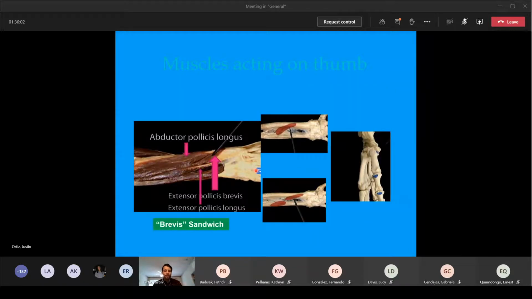So here's your anatomical snuff box, right? Like we said, this is our brevis sandwich. If we go from lateral to medial, this is your abductor pollicis longus, this muscle right here. Then you have your extensor pollicis brevis, because remember, two longuses, there's a brevis inside of two longuses. It allows for extension like this, right? It doesn't go all the way to the end, so it doesn't allow for the fingertip to flick up. And then right here, this muscle is your extensor pollicis longus, which allows for the flicking of the thumb. And yes, those would be those.